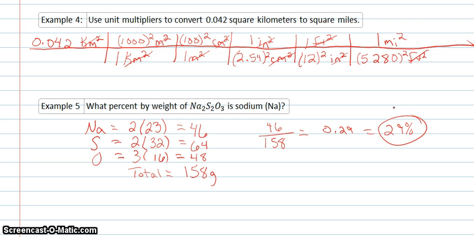So all you need to do is find the molecular weight of the compound, put whichever element's weight over that total and divide, and then take the percentage. You wouldn't want to just leave it like this. You want to go ahead and multiply it by 100 to get the percent.